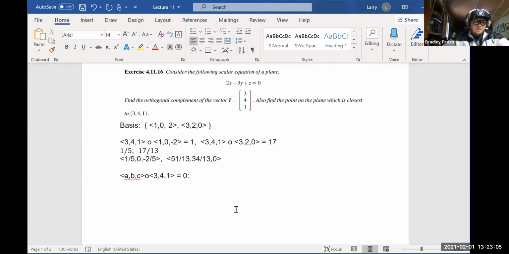And let's do the dot product. You get 3a plus 4b plus c equals 0. Any questions on that? Okay, so basically we can say that c is equal to negative 3a minus 4b. Any questions on the very basic algebra?